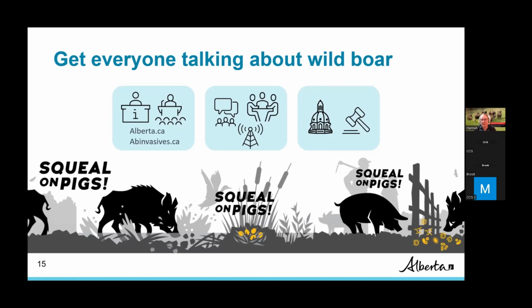But then I think we also need to remember we have to talk about wild boar to the legislators and the decision makers and the politicians. I think they need to have good information about what's going on, what's at risk, what are we doing, so that they can bring that into making their decisions. And that's one area where I'm really trying to focus. We have really good public outreach and education, but what about our decision makers, and how do we get them talking about wild boar and wearing Squeal on Pigs hats and being interested in these things?